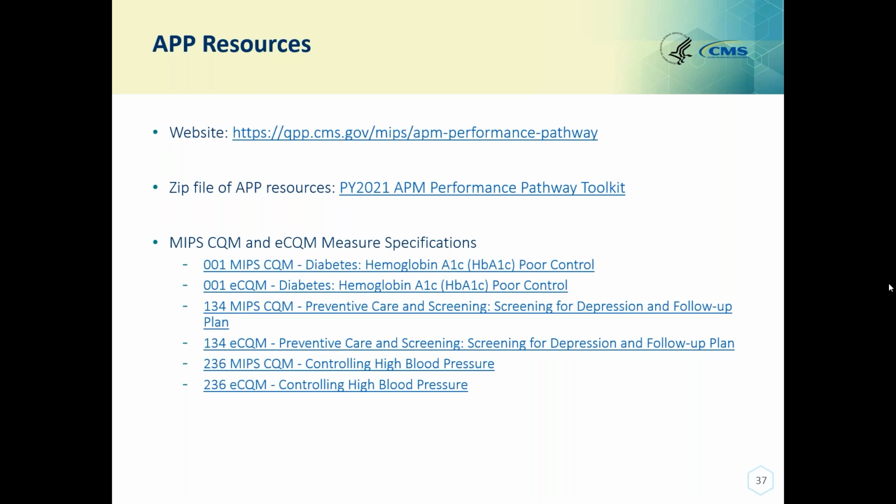Is the reporting for all patients, all payers? Short answer is yes. All patient, all payer data must be reported.